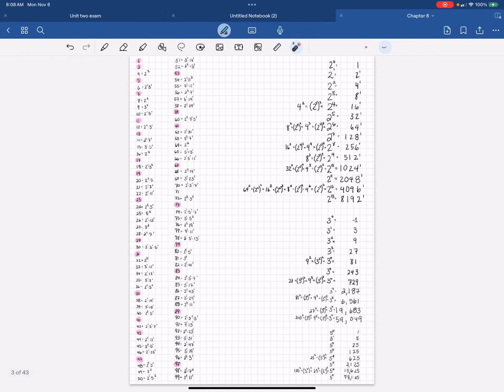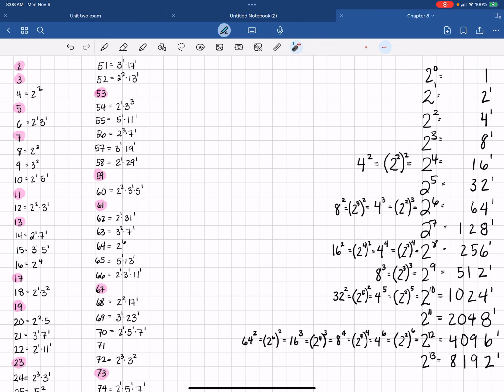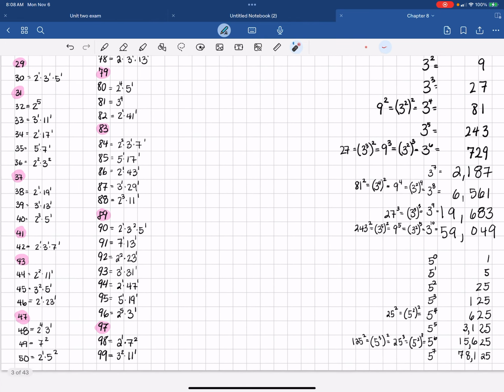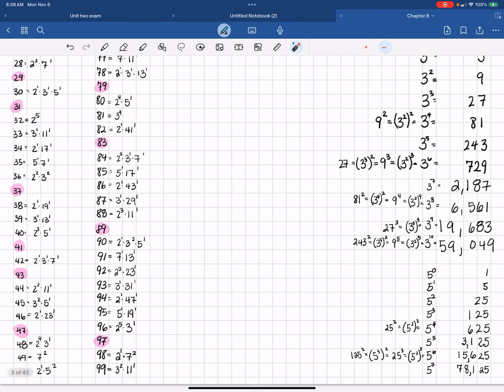This next page here, I'll add this into the thing. It's just a fact sheet. So over here, I have the prime factorization of the numbers up to 99. So, see, I've given you a head start.